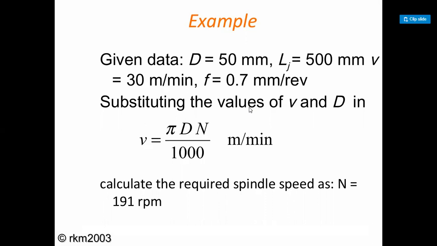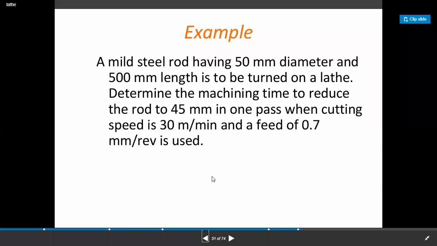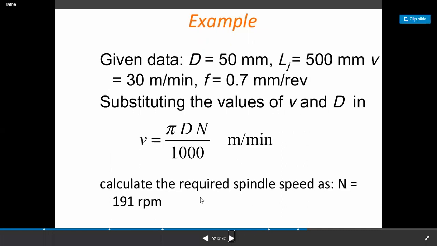Is n given, I think? Just a minute. No, n is not given. So we can calculate the n value, since the 50 mm diameter is reduced to 45 mm. The v value is given; the pi value and the d value, the diameter, is given as 50 mm. So we can calculate the n value.